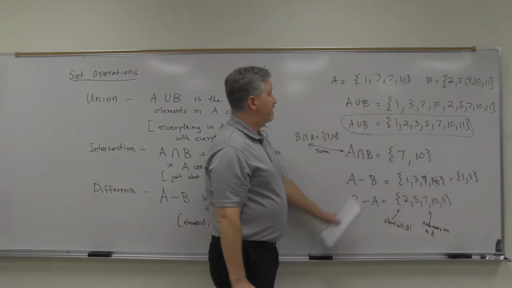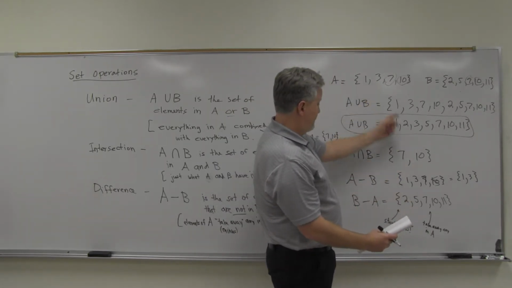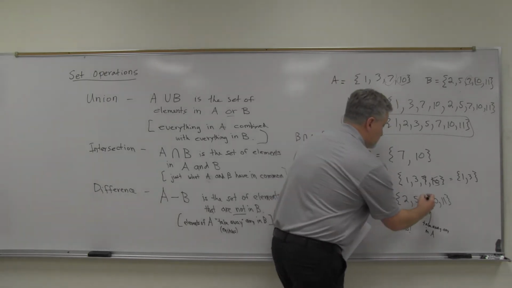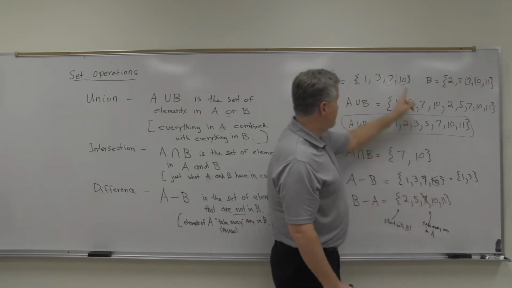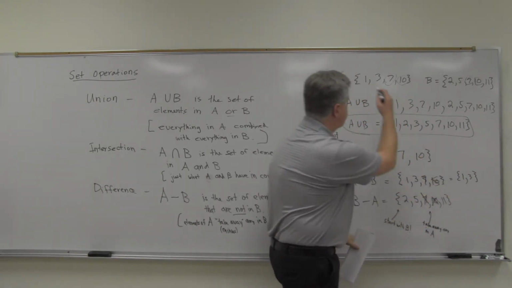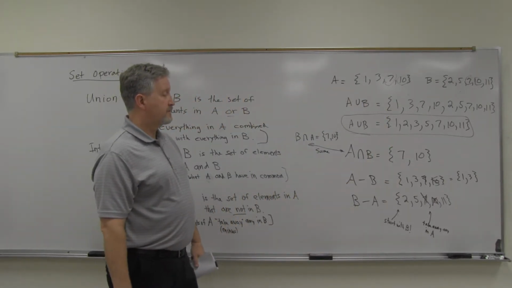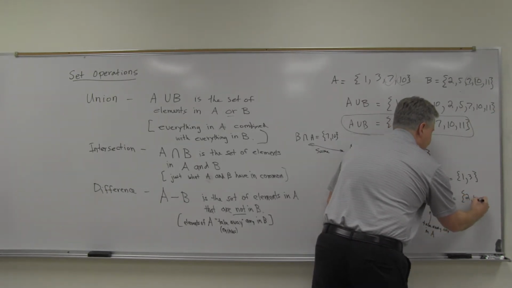What do I take away? Well, 2 is not in A, 5 is not in A, 7 is though, so I got to take that one away, don't I? 10 is in A, so I got to take that one away too, and 11's not. Okay. So this set winds up being 2, 5, 11.